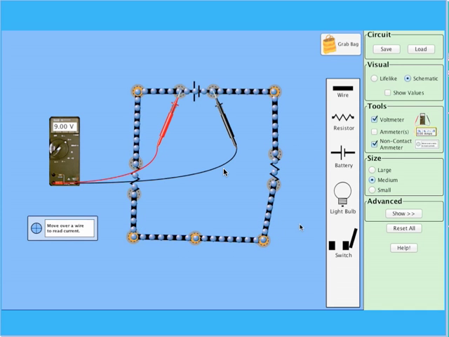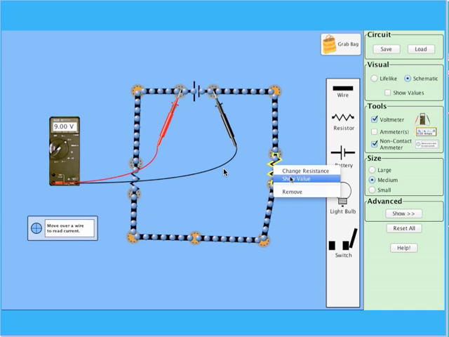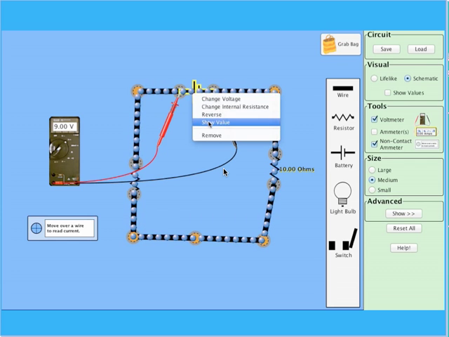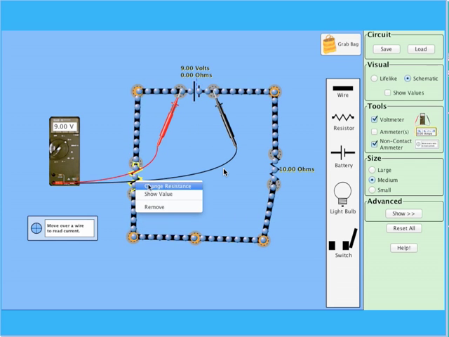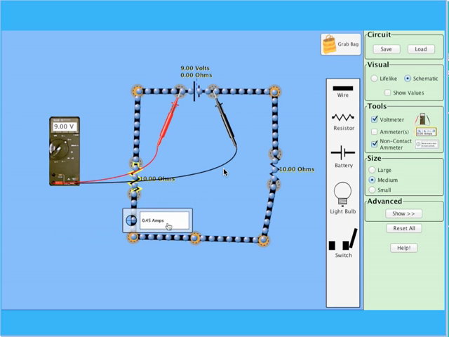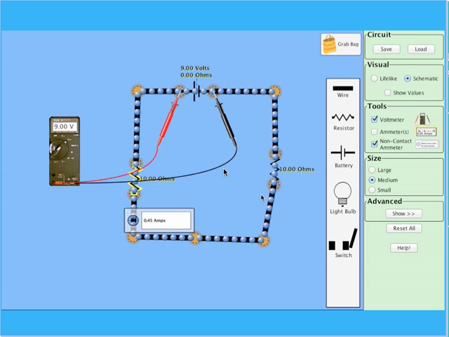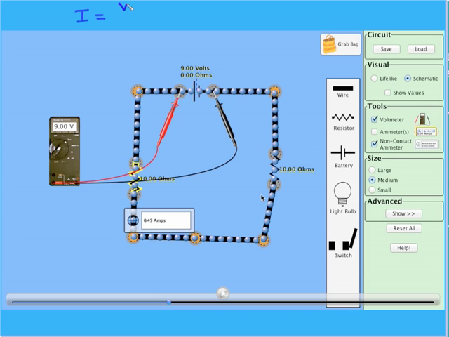the circuit. Putting in another resistor in series with this one, we now have two 10 ohm resistors connected in series in this circuit with the battery supplying 9 volts. And you can see the current is 0.45 amps. All of that in accordance with Ohm's law, with V equals IR.